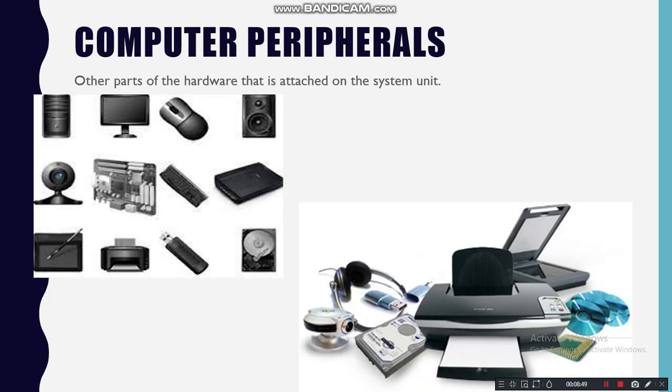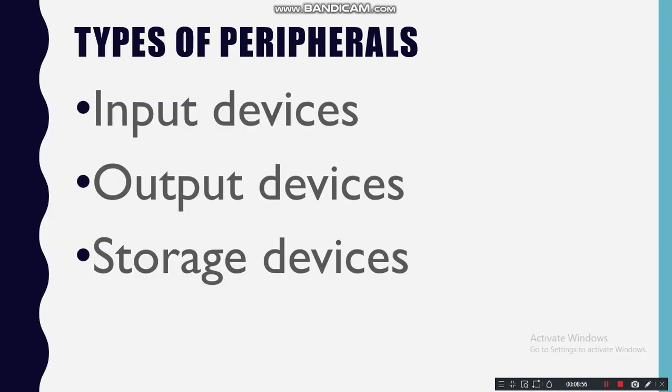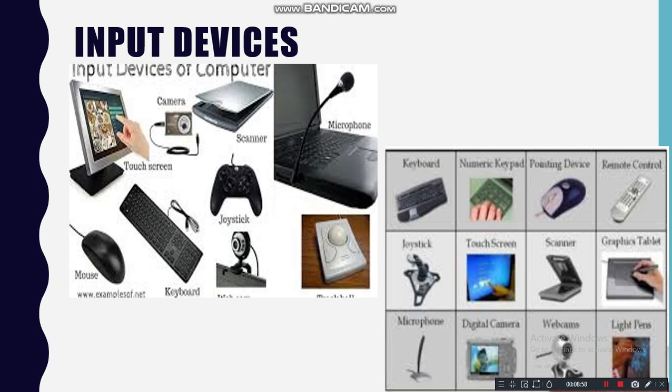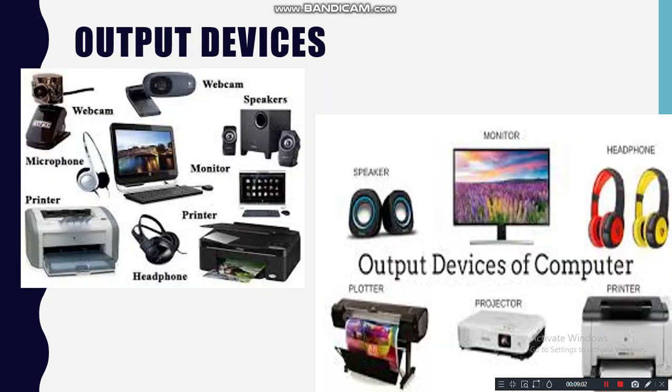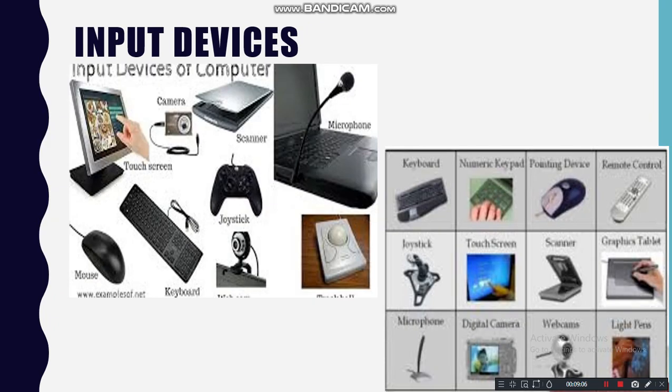Then I've talked about computer peripherals before. We have types of computer peripherals. We have input devices, we have output devices. So these are just examples of input devices and then examples of output devices. Let's go back to input devices. We have examples like camera, scanner, microphone, mouse, keyboard, joystick, trackball, then we have touch screen.